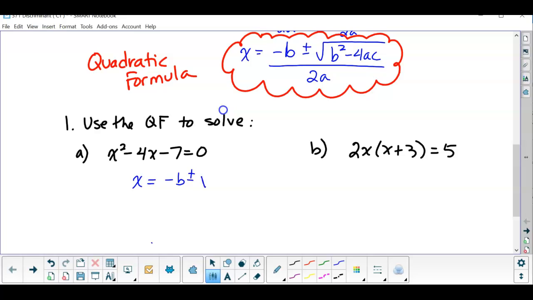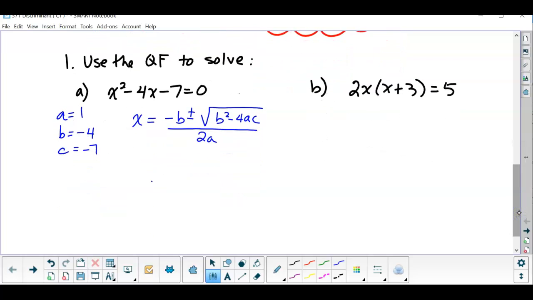I'm just going to write out the quadratic formula here. You want to write on the side what your A, B, and C are. Your A is the coefficient of x squared, and if there's nothing there, it's a 1. The coefficient of x is negative 4, and the constant term is negative 7. Keeping the sign in front is super important. It will change your answer if you forget that it's negative 4, or forget that it's negative 7. So really important.